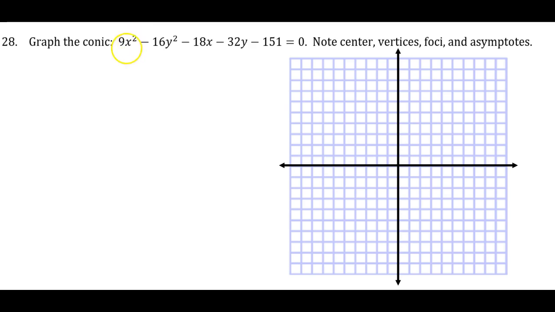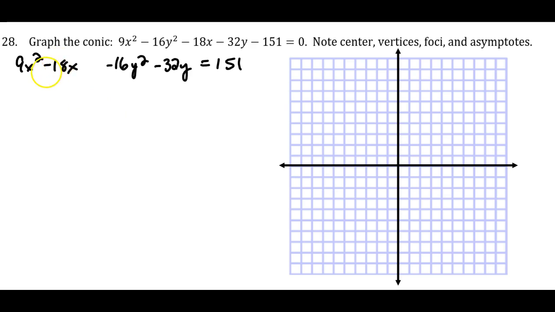And to make that happen, I'm going to first pair up my x's. So I got 9x squared minus 18x. I'm going to pair up my y's. So I have negative 16y squared and then minus 32y. I'm going to go ahead and move that 151 over. And with this, I'm working towards being able to complete the square.